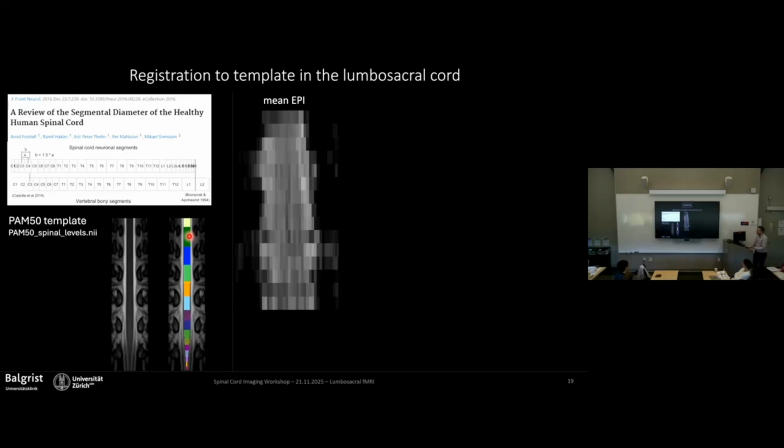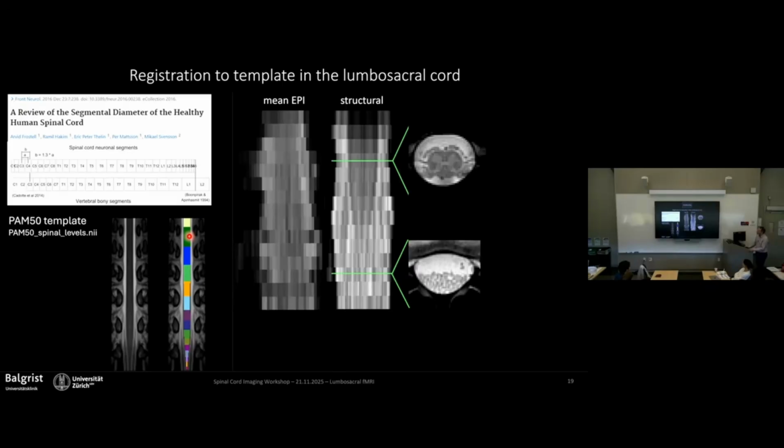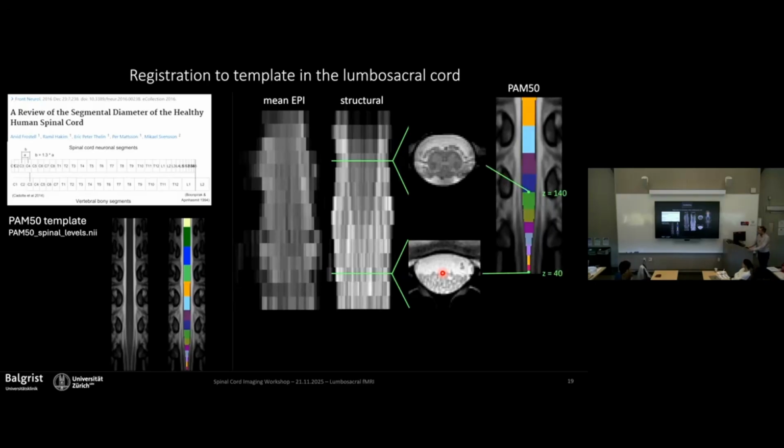On the EPI images, it's very difficult to identify those landmarks, but on the structural images, it's much easier. So here you can see on top the slice at the middle of the lumbosacral enlargement, the slice with the largest spinal cord area, and here you can see the tip of the spinal cord. You can identify it manually when you go through the slices. And then during normalization, you can register these coordinates to the corresponding coordinates of the PAM50 template. This works quite well in my experience.